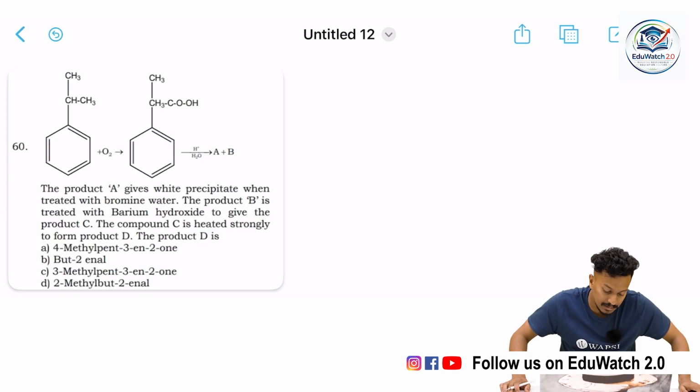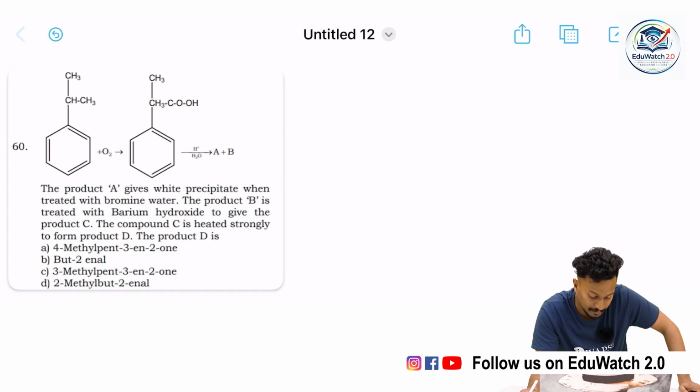The product B is treated with barium hydroxide to give the product C. The compound C is heated strongly to form product D. They are asking what is product D.